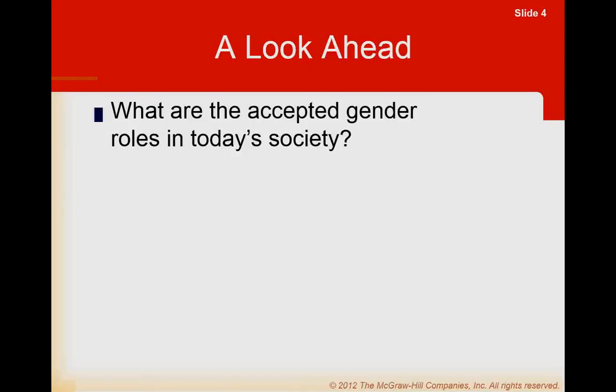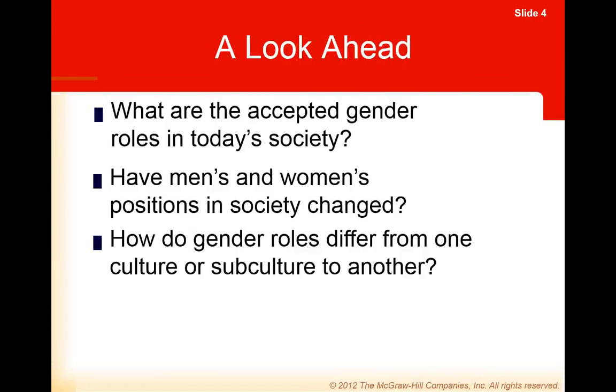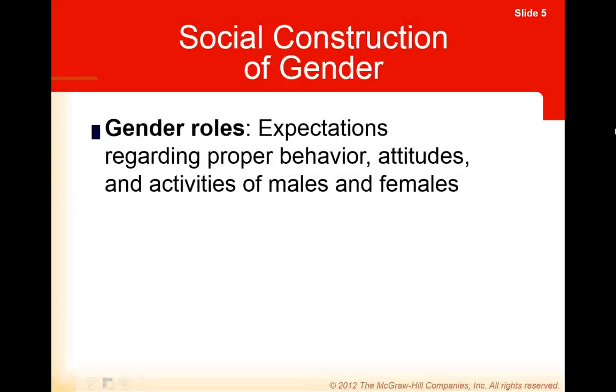So, what are the questions we're going to be trying to answer? What are the accepted gender roles in today's society? Have men and women's positions in society changed? How do gender roles differ from one culture or subculture to another?